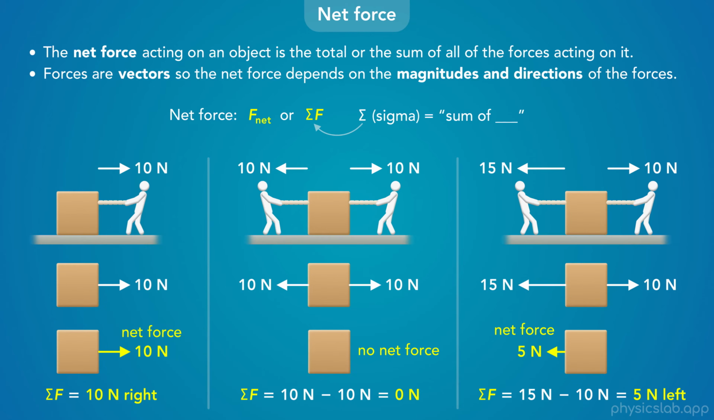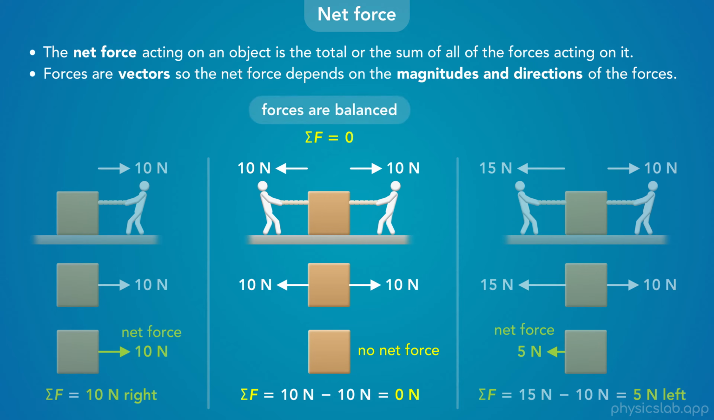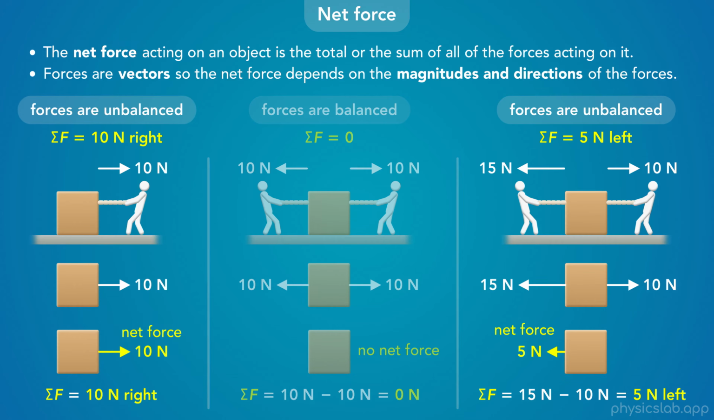The net force acting on an object is the total or the sum of all the forces acting on it. We usually write net force as sigma F, which means the sum of all the forces. If there's only one force, then that's also the net force. If there are multiple forces, we add them together if they're in the same direction, and we subtract them if they're in opposite directions. If the forces in each direction have the same magnitude, they cancel out and the net force is zero. We say the forces are balanced if the net force is zero, and the forces are unbalanced if there is a net force in one direction.